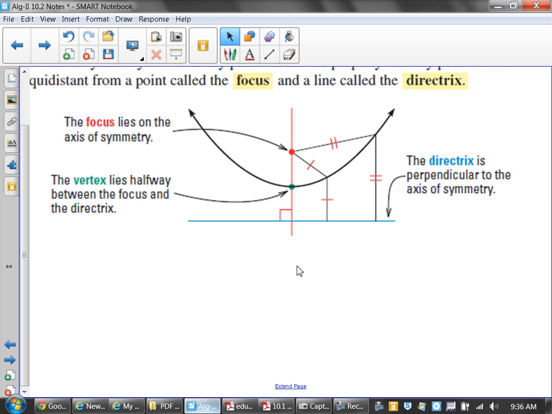Parabolas always open towards the focus. It means they're looking at something. It's pretty easy to think about. You're focusing where you're looking. The parabola will always open in the direction of the focus.